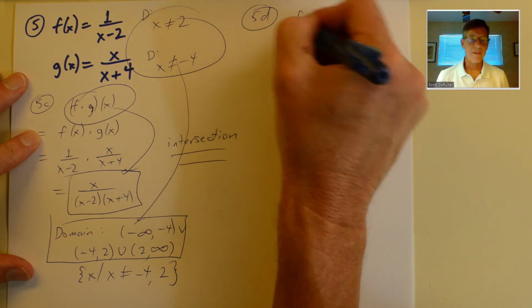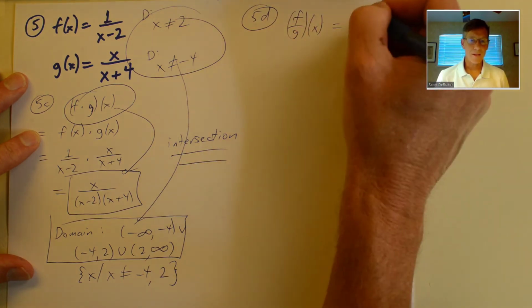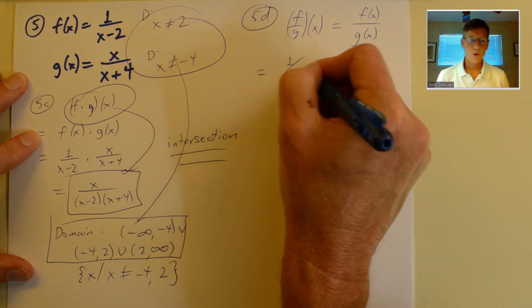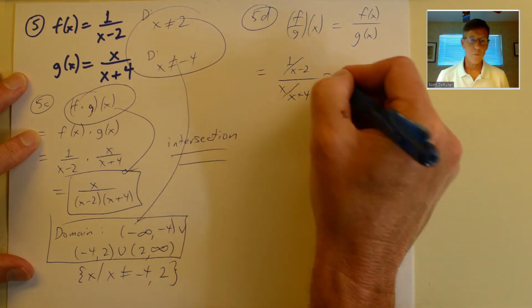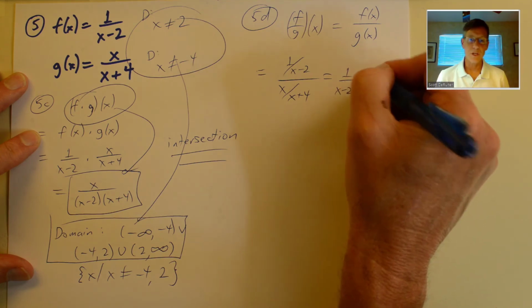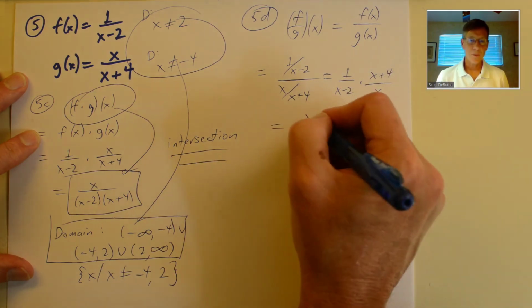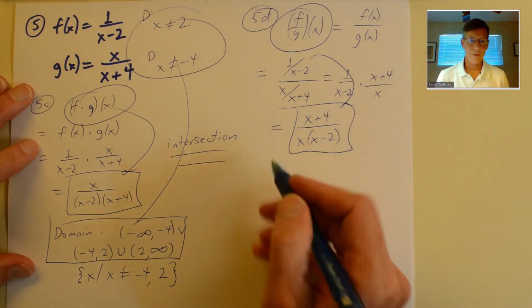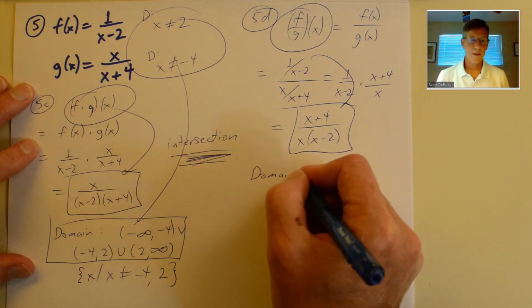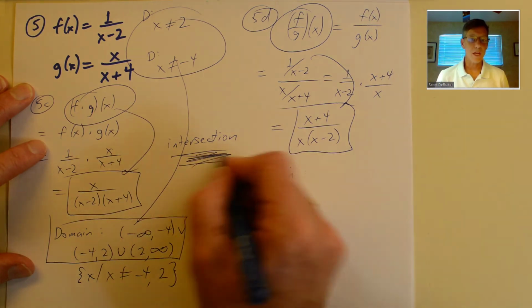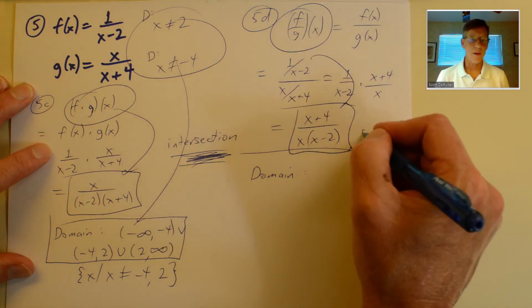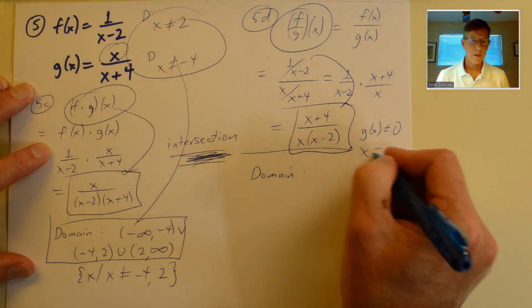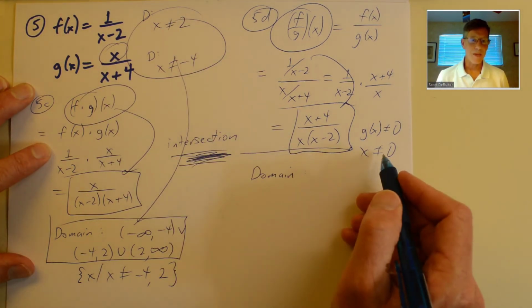Be prepared to also use the set builder notation. Last example, 5d. If we've got f over g of x, we're just taking the quotient of the two functions, use what we know about division of fractions, and we simplify that. And so there's our quotient. And again, the domain is going to be the intersection of the two, but there's an added restriction, right? The added restriction for the quotient is g of x can't be 0. So that means that x can't be 0.